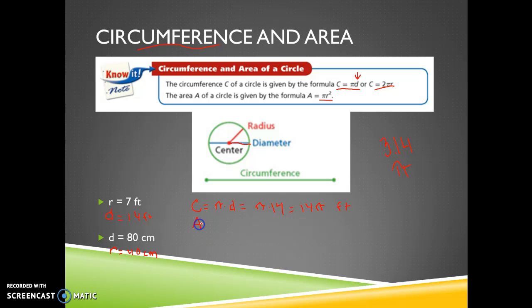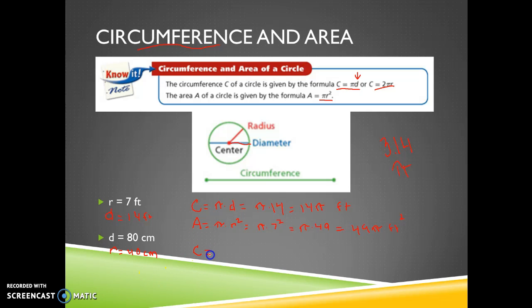Area equals pi times r squared. So again, r, we're going to use 7. So this is pi times 7 squared. 7 squared, that means 7 times 7. So that means we have pi times 49. And again, if you're leaving pi in your answer, you would want to put the 49 first. So 49 pi. And again, this is our units, our feet. We should square them.